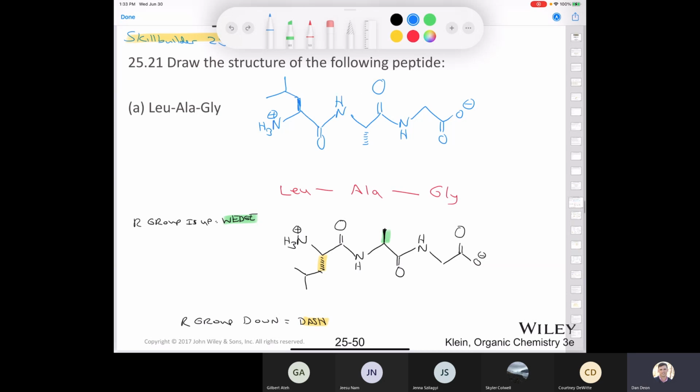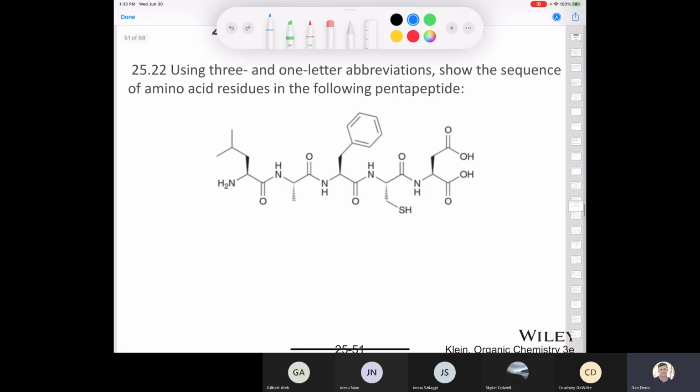Let's move on and take a look at this one here. Now this one you would have to use a handout, or you'd have to have the list of the abbreviations of amino acids. Just let me double check something here on my computer.